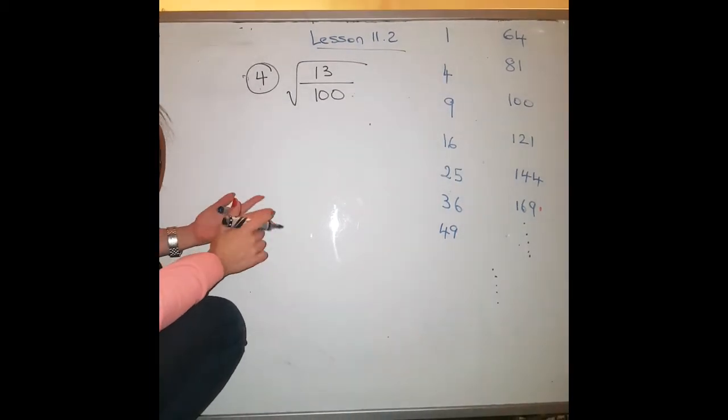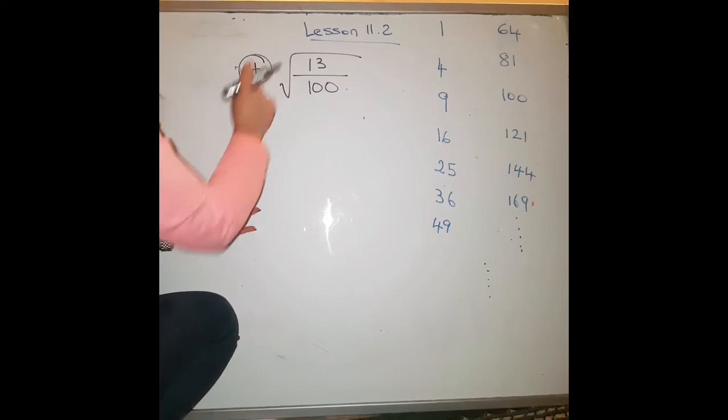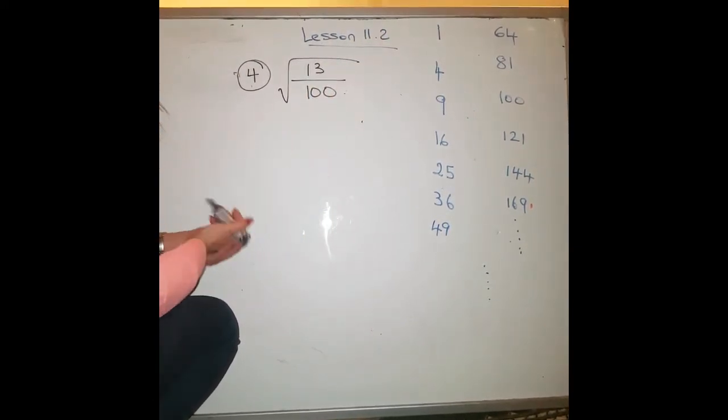Always remember, I cannot have a radical in my denominator. I cannot have a fraction in my radical. And my radical cannot have perfect squares in the answer.